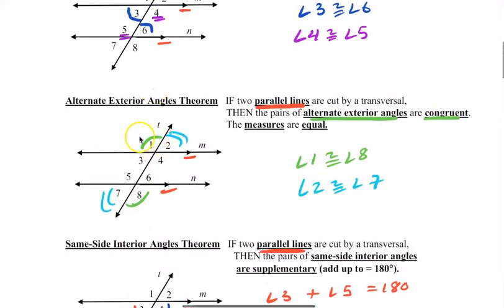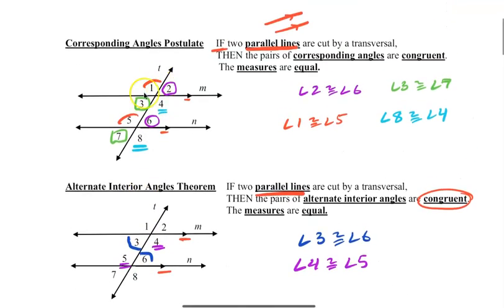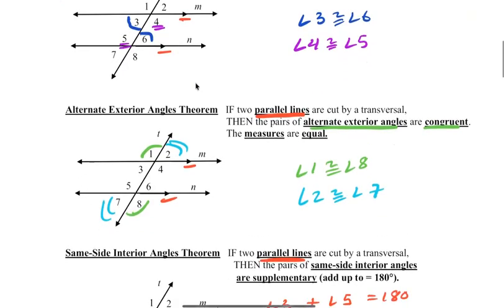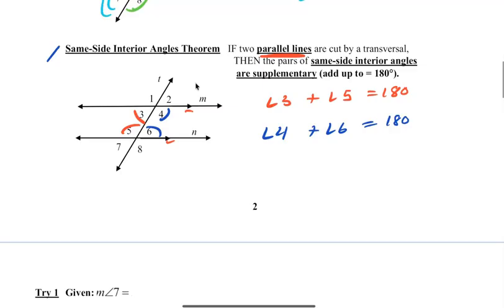And then alternate exterior are congruent, alternate interior are congruent, and corresponding are congruent. The ones that you need to know for sure are corresponding angles, alternate interior, and same side. Alternate exterior is honestly not that important. You could easily find it with other things. Those three you need to know.